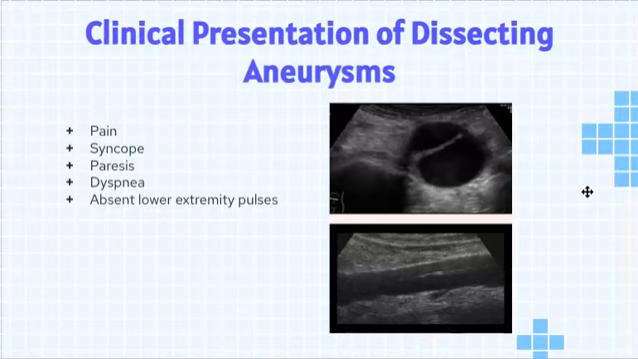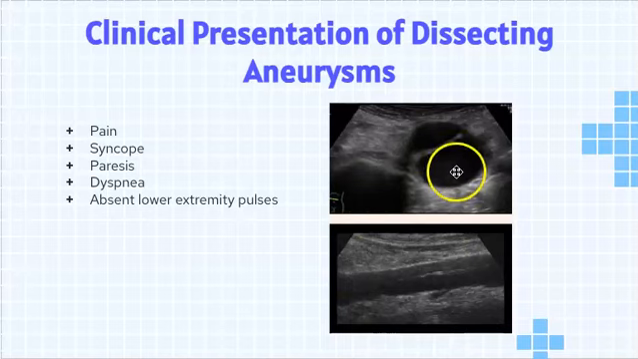So when a patient has a dissecting aneurysm, usually they're going to have a lot of pain. That pain can be severe chest pain, neck pain, throat pain, abdomen or low back pain if that dissecting aneurysm is in the descending aorta. They can present with syncope, muscle weakness. Sometimes they can have labored breathing and then absent lower extremity pulses.